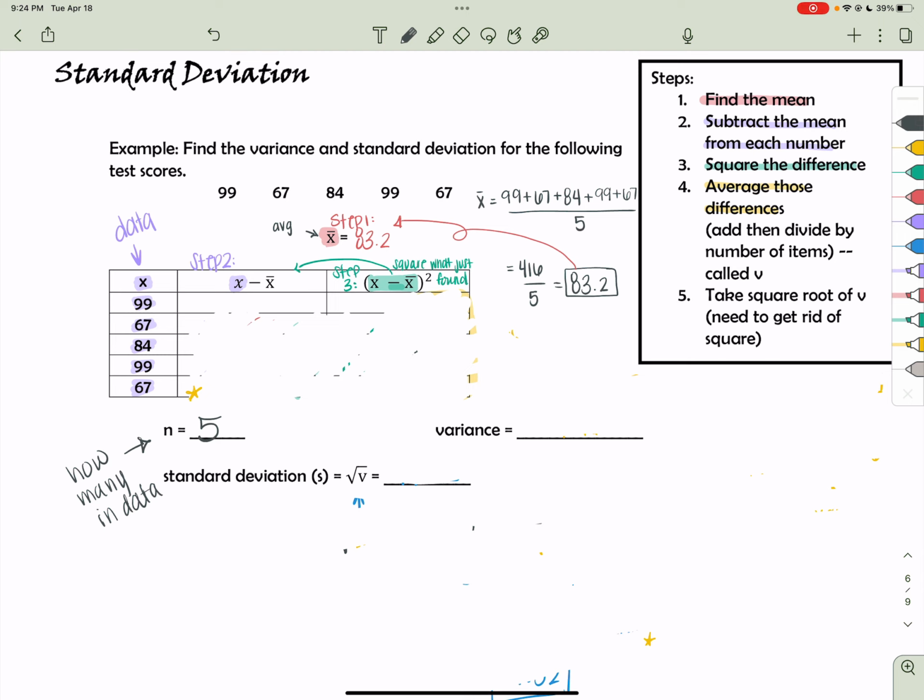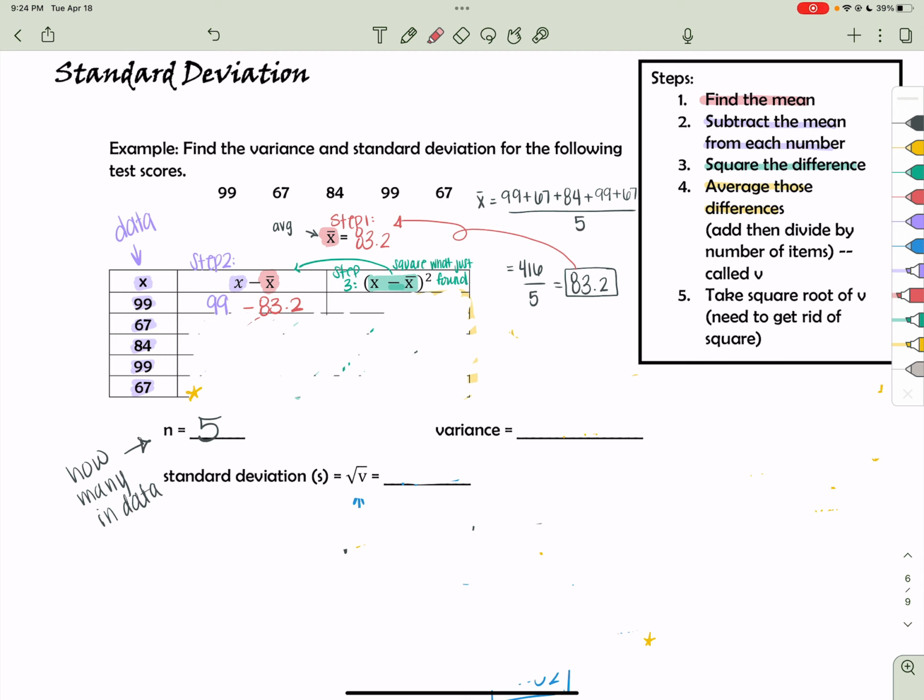So the first row, step 2, subtract the mean from each number. All right, well, my number is 99, that number right there. Subtract off the mean, minus 83.2, because that is what I have for the mean of this set of data. And then the next thing says square the difference. Square the number you just found in the previous step.